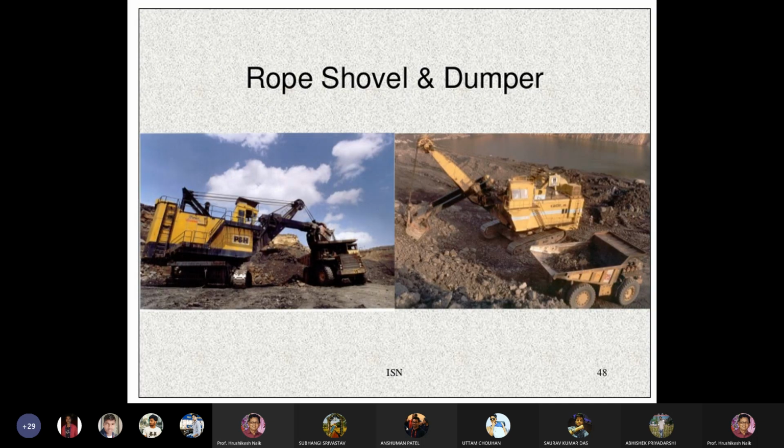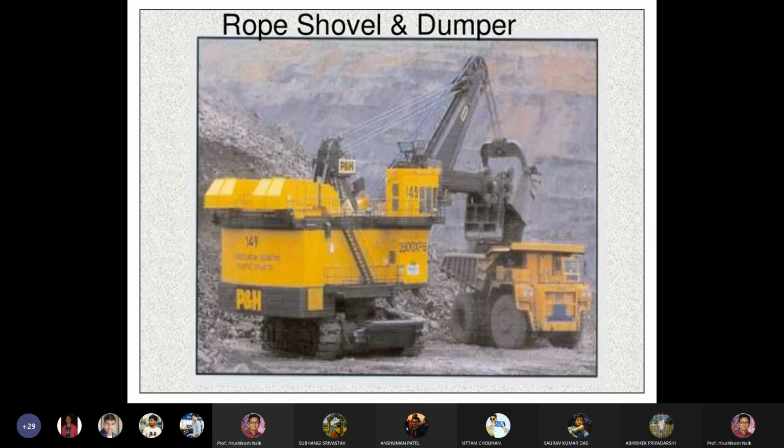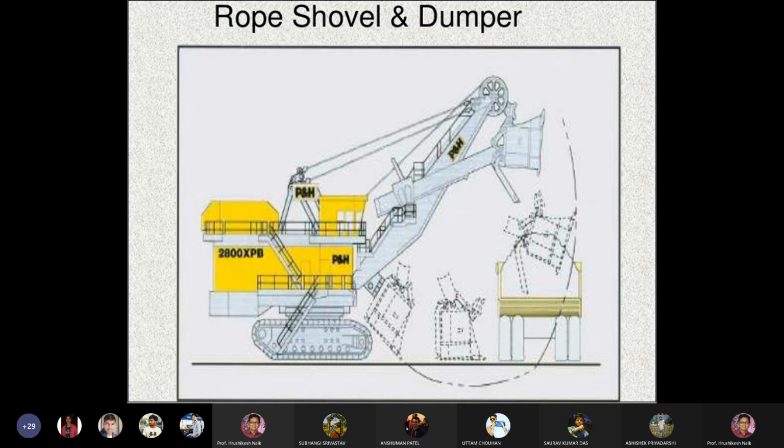So this is the rope shovel. It is called rope shovel because there are ropes by the help of which it is getting operated. So the rope shovel is loading the dumper. This is the rope shovel and dumper mining. Okay, so this is the layout diagram of a rope shovel, how it is loading the dumper.